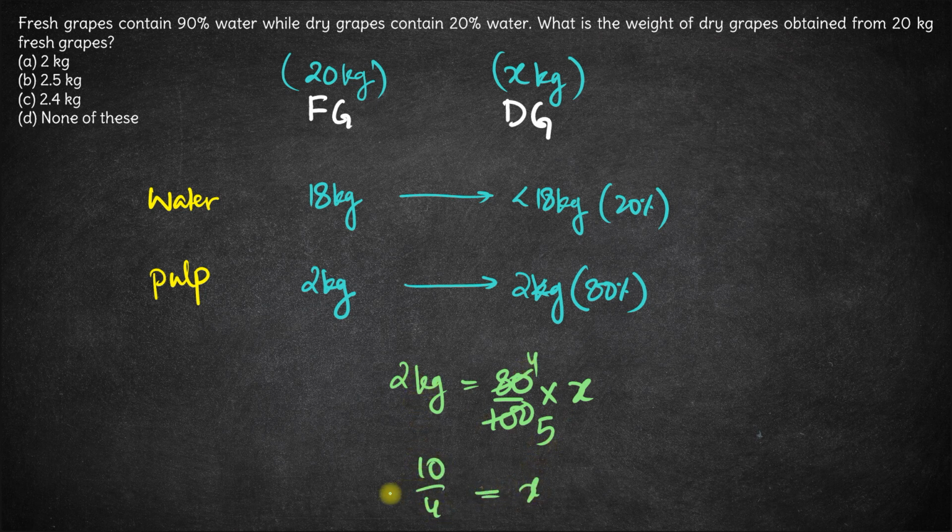And x comes out to be 2 into 5, 10 by 4. 10 by 4 is 2.5. So, the value of x is 2.5 kgs. Hence, the correct answer here is option B, 2.5. Thank you.